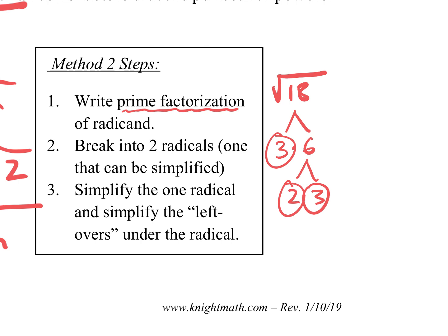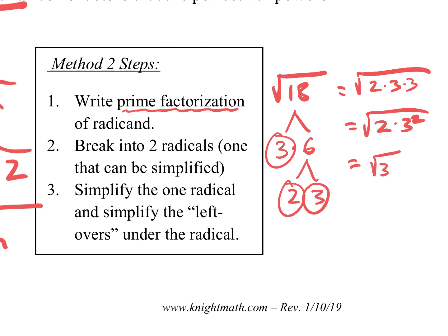So the square root of 18 can be written as the square root of 2 times 3 times 3, or better yet, 2 times 3 squared. Now we have 2 times 3 squared. We can break that up into two square roots: the square root of 3 squared and the square root of 2.